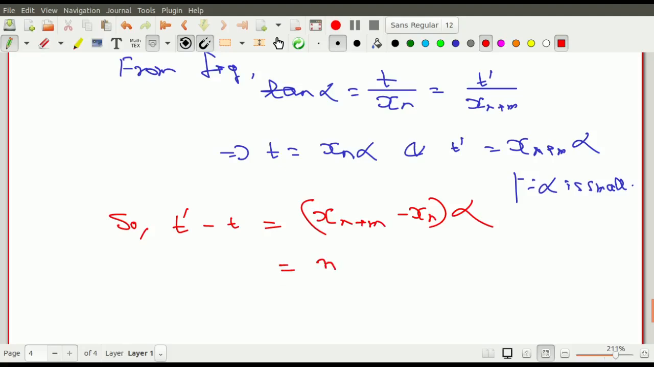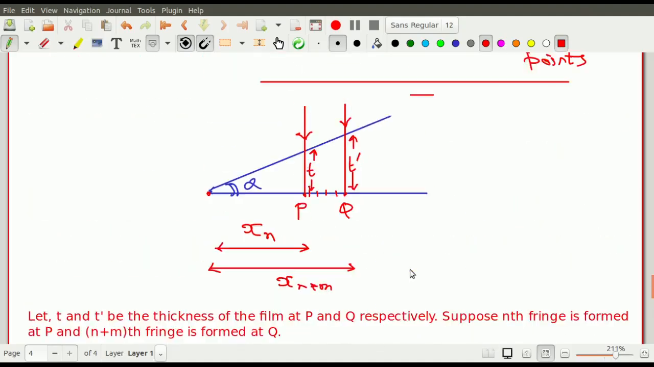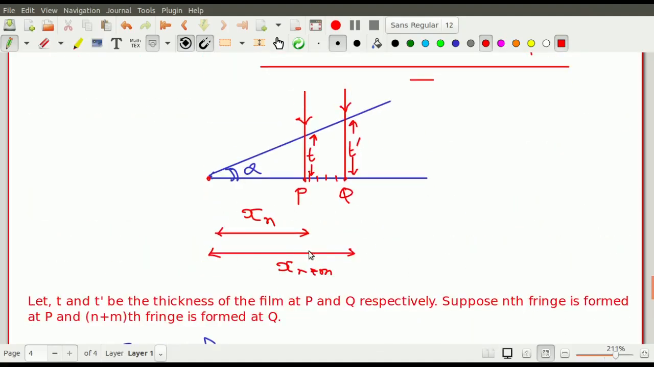Now what is this distance? Can I call this distance m beta? Understand this well, xn plus m minus xn. Look at the diagram. This whole thing is xn plus m and this one is xn. How many fringes are there in between? m number of fringes are there, m fringes.